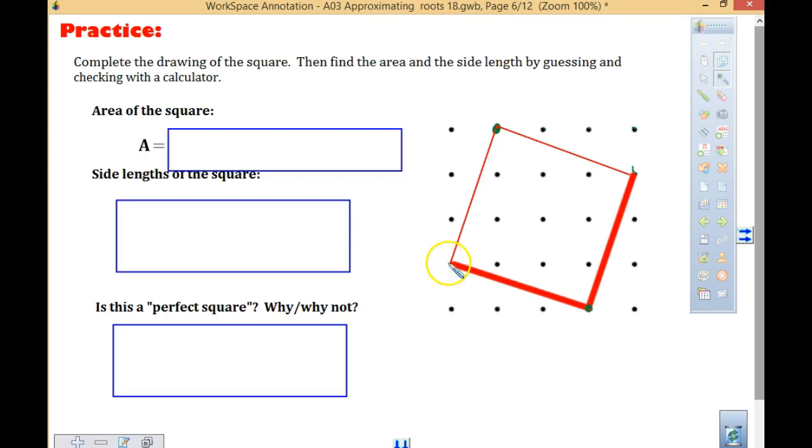So here's where I want you to draw this line. I want you to draw something like this. Make that a right triangle. Make this another right triangle. Okay, another right triangle. Because what we need to know first is what is the area.